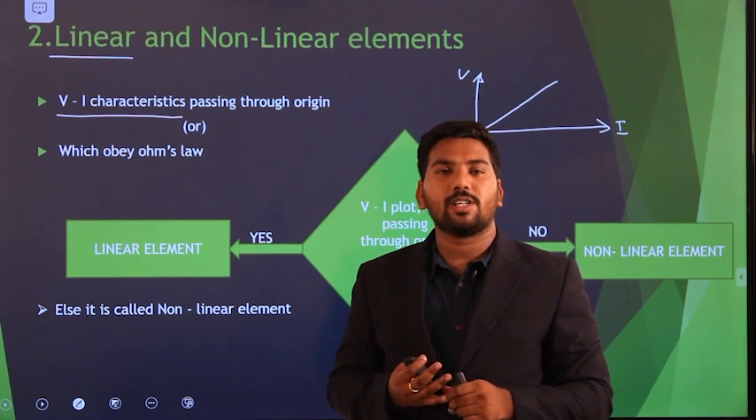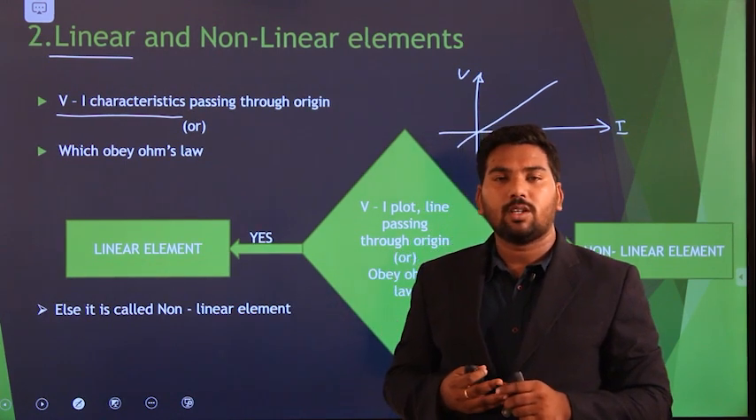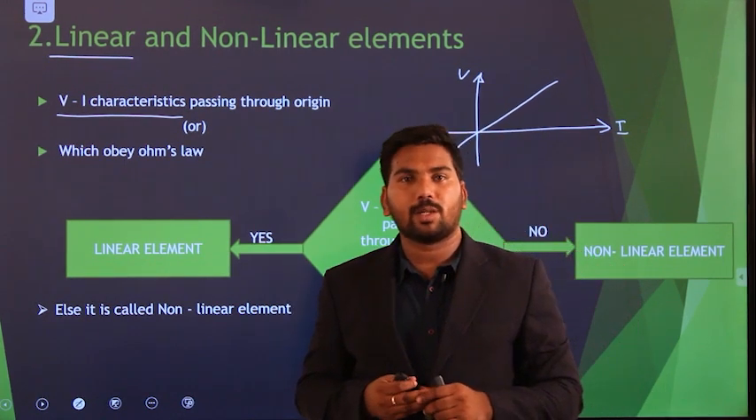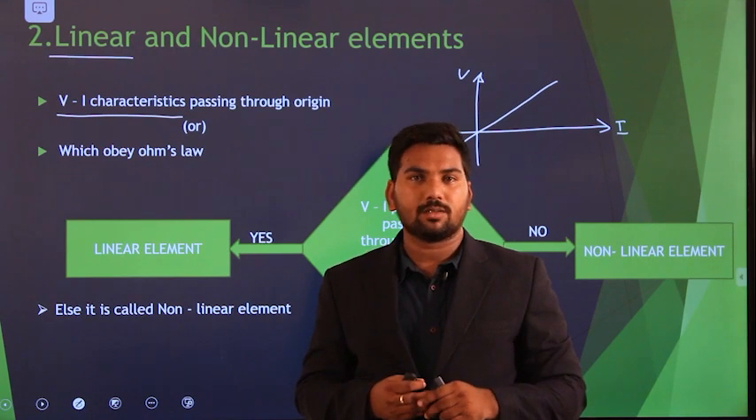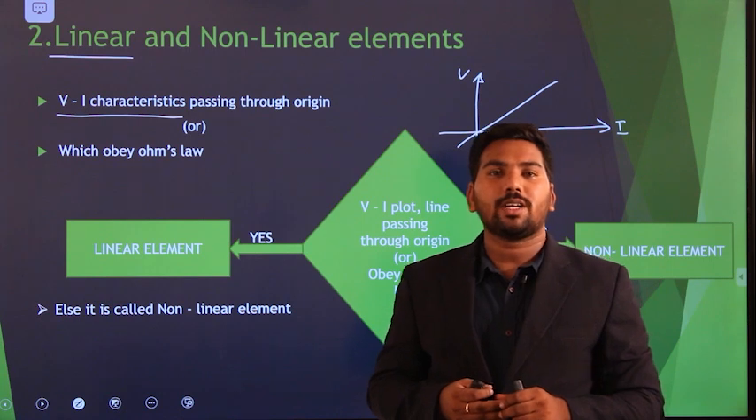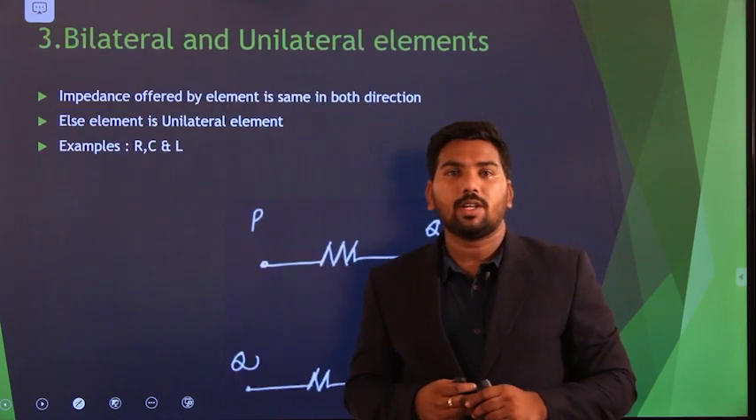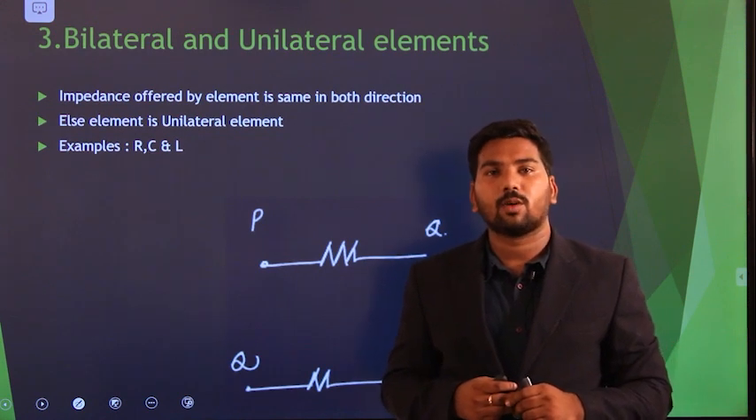Our passive elements are the examples of linear elements. Both RLC components, okay? Resistor, inductor, capacitor are the examples of linear elements. Diode, then BJT, op-amp, all these are non-linear elements. Third one, bilateral and unilateral elements, okay?